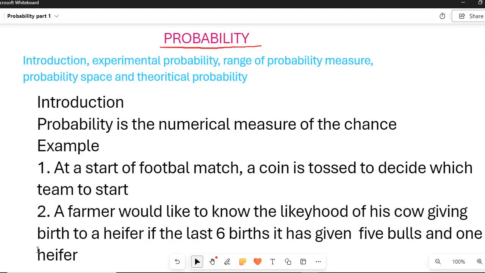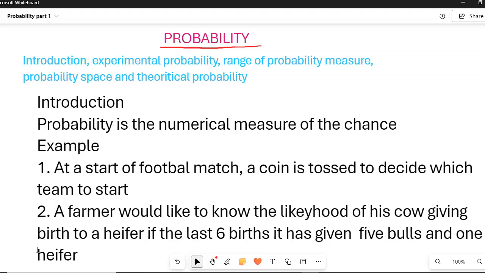Let's start with the introduction to probability. Number one, we need to ask ourselves, what is probability? Probability is the numerical measure of a chance. Let's look at a few examples so that we can get an idea of what probability is all about.